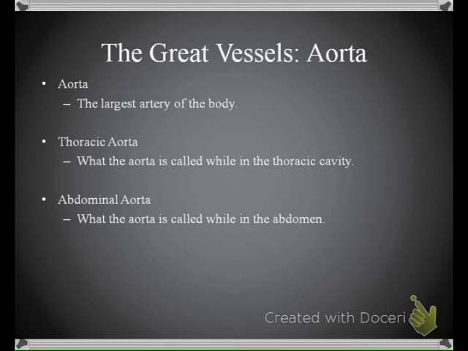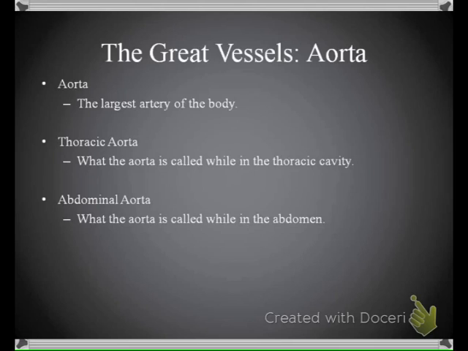So the great vessels. We must first begin with the aorta. The aorta is the largest artery of the body. Thoracic aorta is what the aorta is called while in the thoracic cavity. However, when it enters into the abdominal cavity, it is called the abdominal aorta.